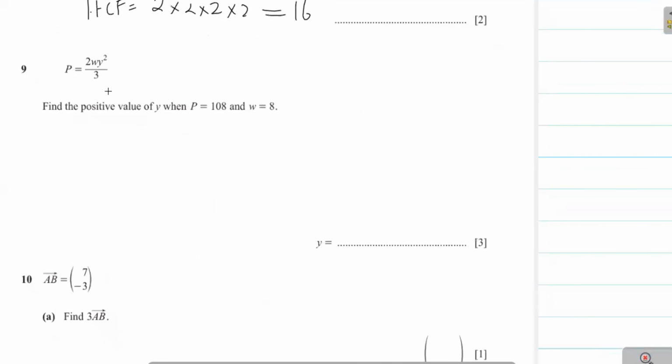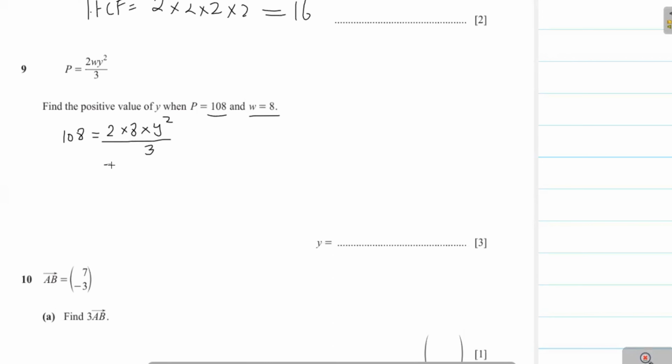P is equal to 2WY squared over 3. Find the value of Y when P equals 108 and W equals 8. We substitute the values in this equation. You see here P is 108. We write 108 equals 2 as it is, multiplied by W which is 8, multiplied by Y, which we have to calculate. Therefore, we write Y squared as it is, divided by 3.